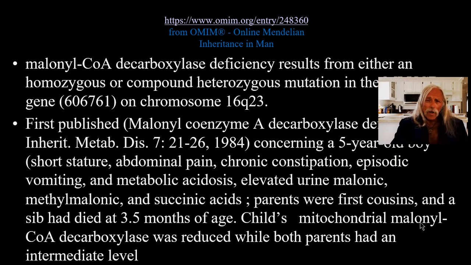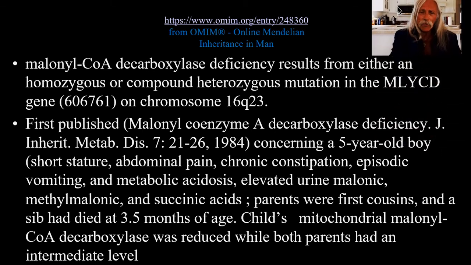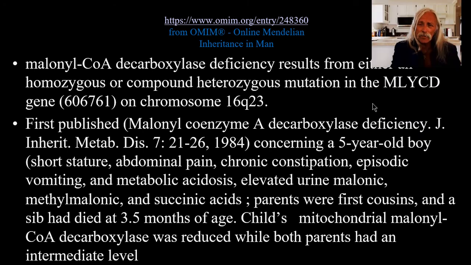Now, OMIM is Online Mendelian Inheritance in Man. Okay, it's a website that's developed for people to look up inborn errors of metabolism, to look at what happens when you get deficiency in a gene in a human disease. So there's a particular entry for the decarboxylase. That's the one we're talking about right now. It results from either a homozygous or compound heterozygous mutation in the MLYCD, okay? And that's the name of the gene, right? The decarboxylase gene. And that's the location of it on chromosome 16q23.